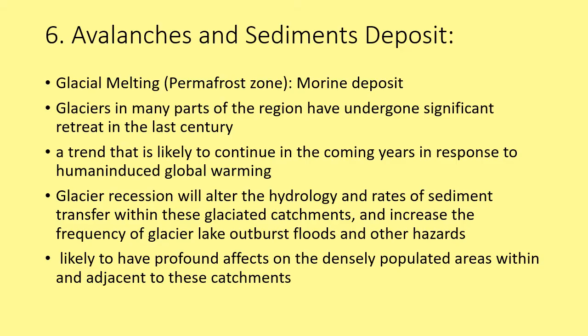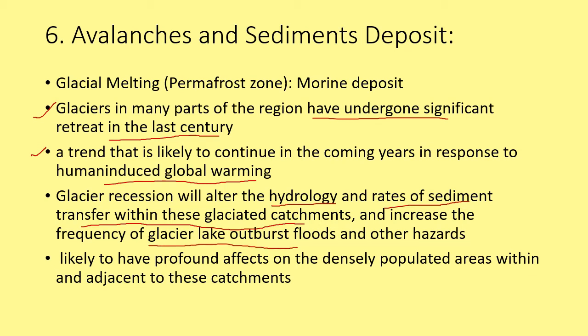The glaciers in many parts of the Hindu Kush and Himalayan region have undergone significant retreat in the last century. The retreat of those glaciers is likely to continue in coming years in response to human-induced global warming, and glacial retreat, or glacial melting and recession, will alter the hydrology and the rate of sediment transfer within these glaciated catchments, and increase the frequency of glacial lake outburst floods and other hazards.